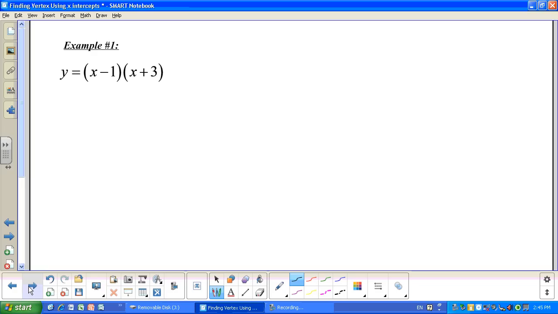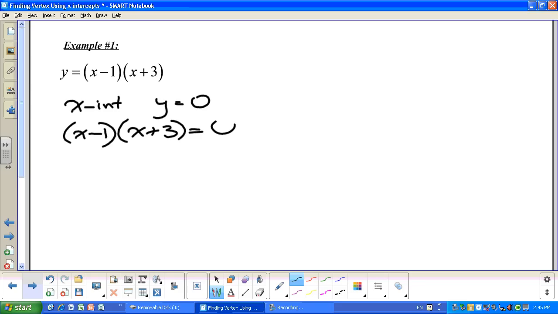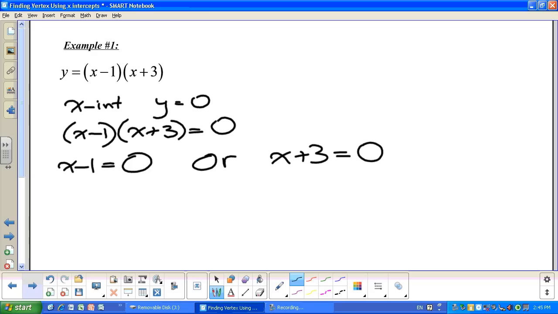So how do we find it, Miss Matei? Well, it's already factored. X-intercepts are those special points where y is 0, right? That's correct. I want to make y 0, which means x minus 1 times x plus 3 equals 0, which means either x minus 1 must be equal to 0, or x plus 3 must be equal to 0. So my two x-intercepts are x equals 1 and x equals -3.